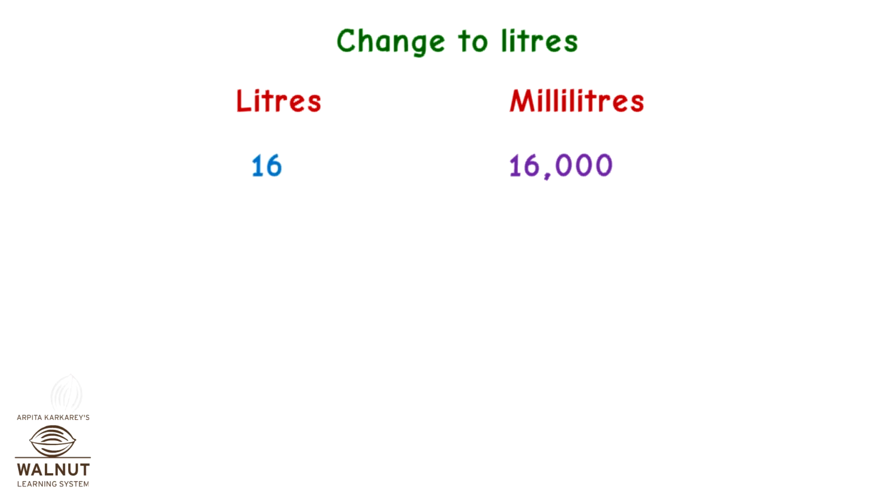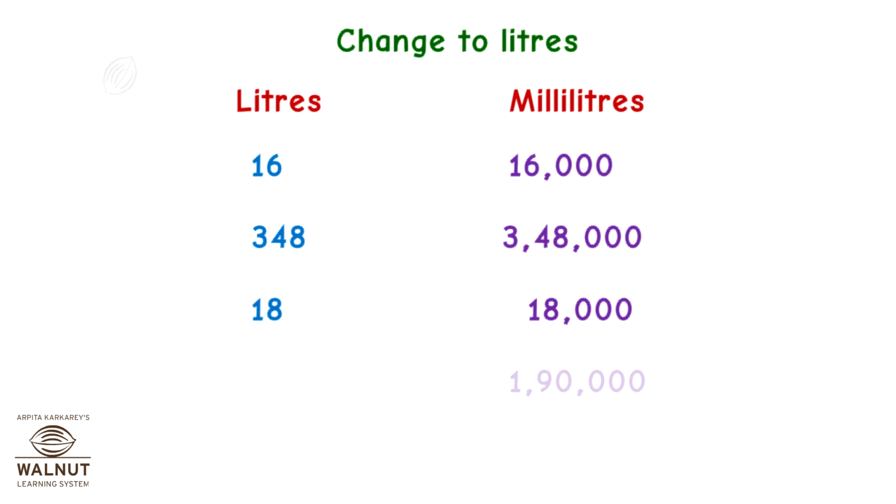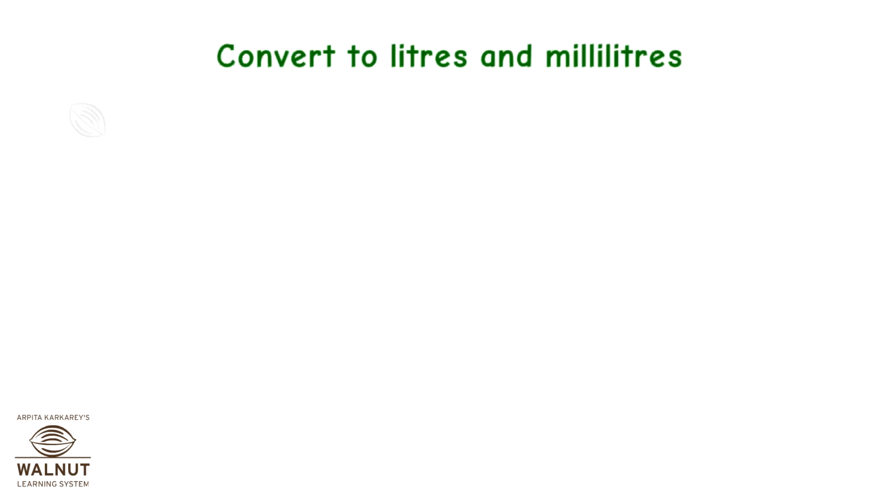16,000 ml is equal to 16L. 3,48,000 ml is equal to 348L. 18,000 ml is equal to 18L. 1,90,000 ml is equal to 190L. 50,44,000 ml is equal to 5,044L. Convert to liters and milliliters.